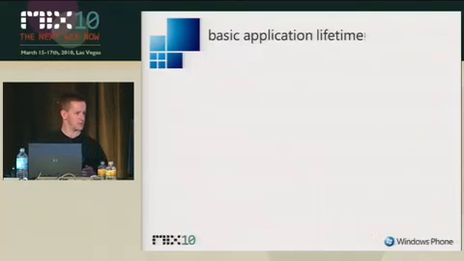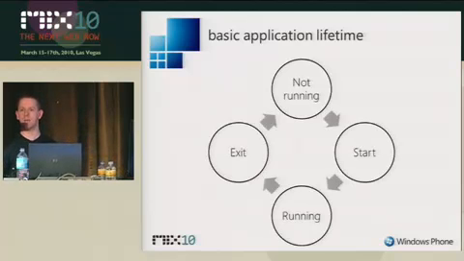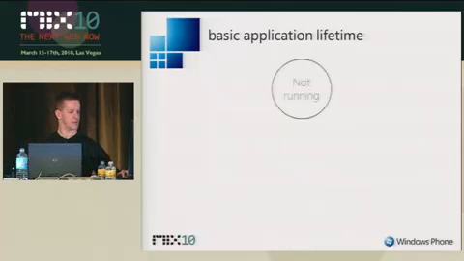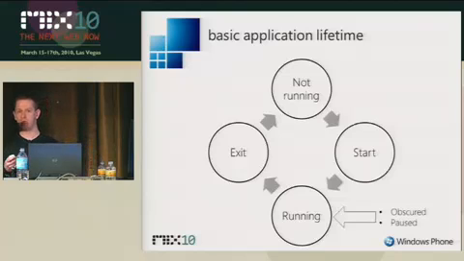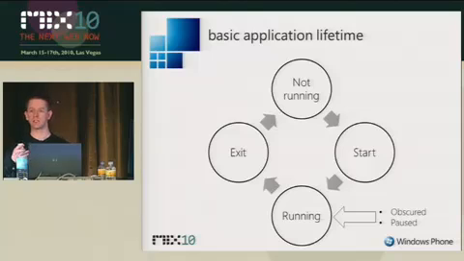So basically, your application lifetime is very similar to what a normal application would be. You start off not running, your application starts, it's in the running state, and then you exit. And the difference is that while you're running on the phone, two things can happen. One is that you can be obscured, and we'll talk about obscurity in the next slide. And the other is that you can be paused, and we'll talk about pausing in the slide after that. And these are the ways that you deal with constant interruptions that you have on the phone.